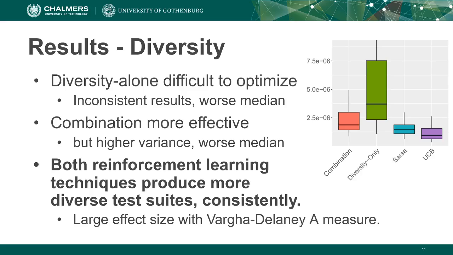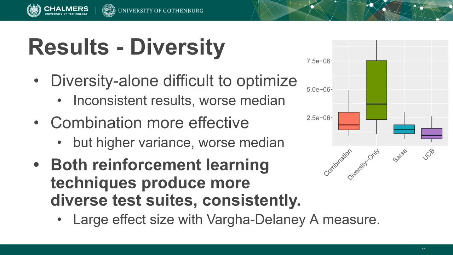Now we can clearly see here that the diversity score is a difficult fitness function to optimize on its own. When it's the sole target of test generation, the diversity score gives the worst results. There's also a wider variance, a wider distance between the first and third quartile in the results. So diversity alone does not offer actionable feedback to the test generation algorithm.